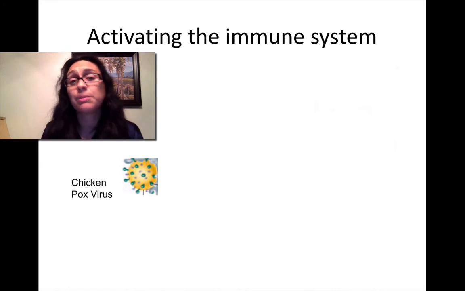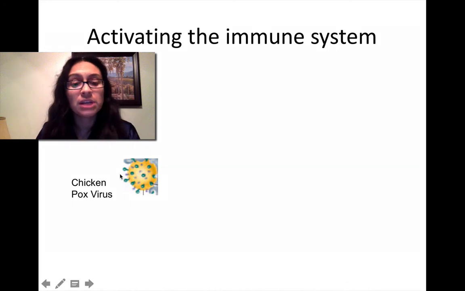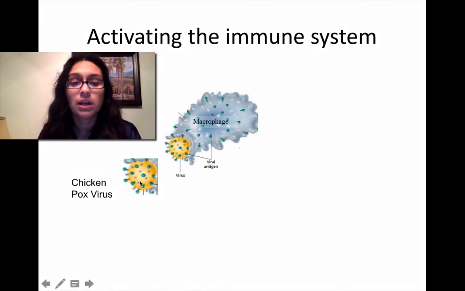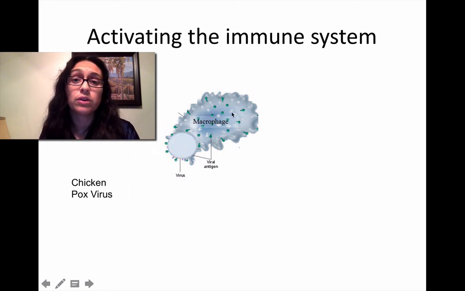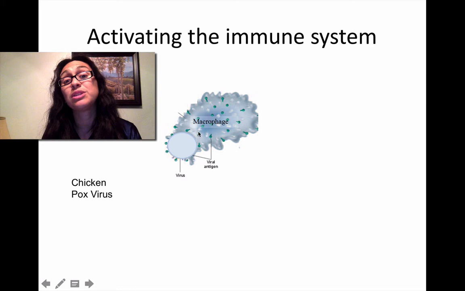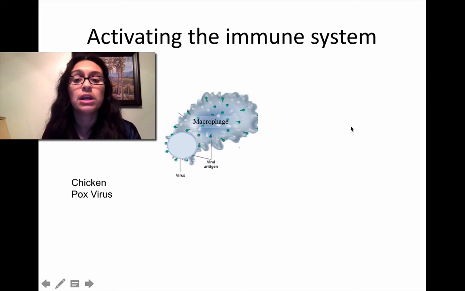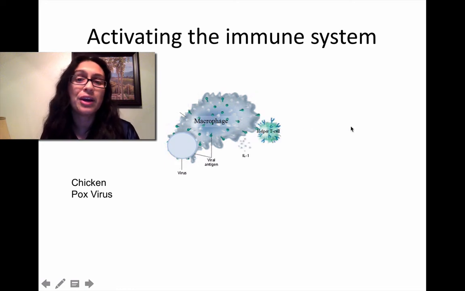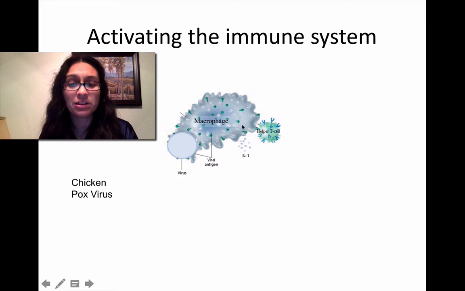Here I'm going to use a chickenpox virus as an example. The chickenpox virus enters into the body, and a macrophage comes along and engulfs it. Remember, a macrophage is one of your cells, one of your immune system cells. It engulfs the virus, tears it apart, and displays its antigens on its surface. That triggers another one of your cells, called helper T cells, to come along and bind to it. Helper T cells bind to it, and that causes a release of a chemical message.